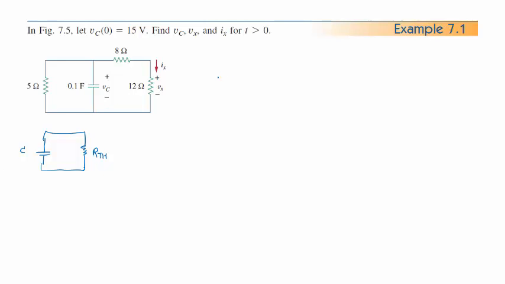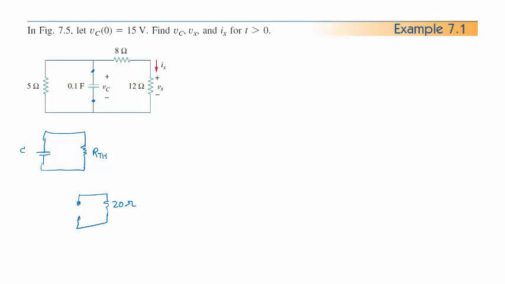I want to look at the Thevenin equivalent between these two terminals, and when we find a Thevenin, you take out your load. In this case, my load is the capacitor. So you take out the capacitor and ask what equivalent resistance I see between these two terminals right now. The first thing I see is that 8 and 12 are in series with each other. So that's 20 ohms on this side. I have my terminals right here, and I have 20 ohms now on that side.